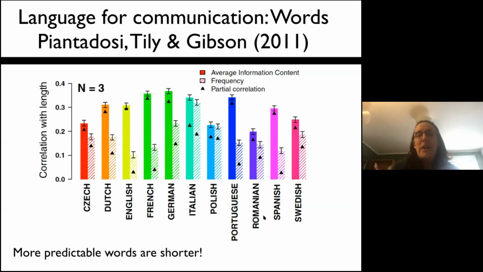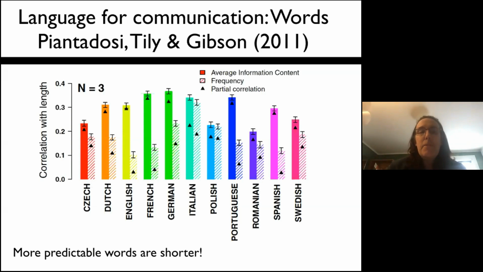Steve and other people have looked at many other languages. Not that many, because you need to have big corpora in each one of these languages to be able to evaluate them, but they all kind of look the same here. Okay, so the simple idea here is that communication, something about information theory, this predictability is shaping the way that words look.